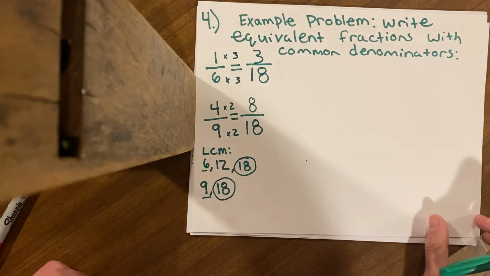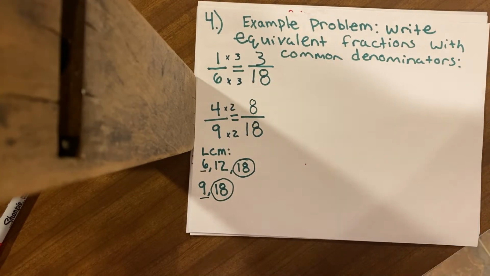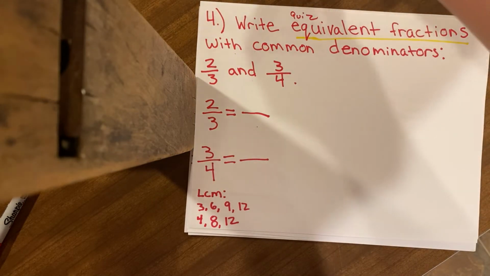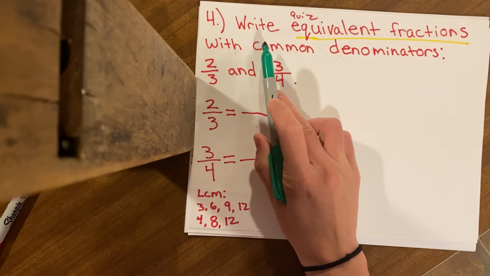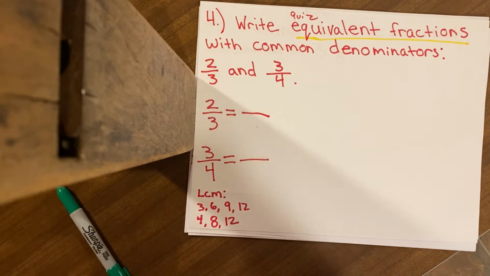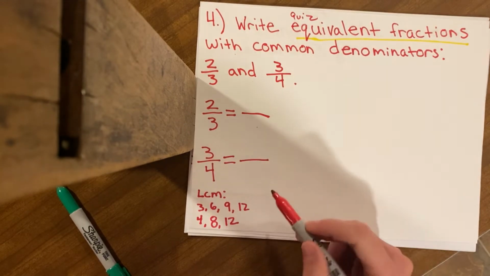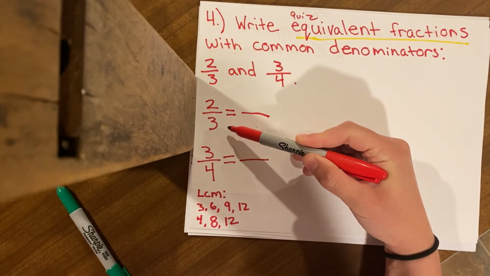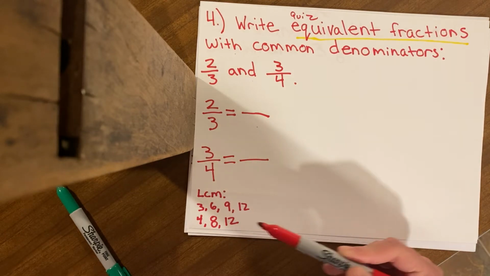At this time, we're going to go on to our quiz question number 4. So please look at your quiz. And I have it set up for you here. Question number 4. Write equivalent fractions with common denominators. Your fractions are 2/3 and 3/4. So this is how you're going to be setting it up. 2/3, equal, equal, line, line, and 3/4.